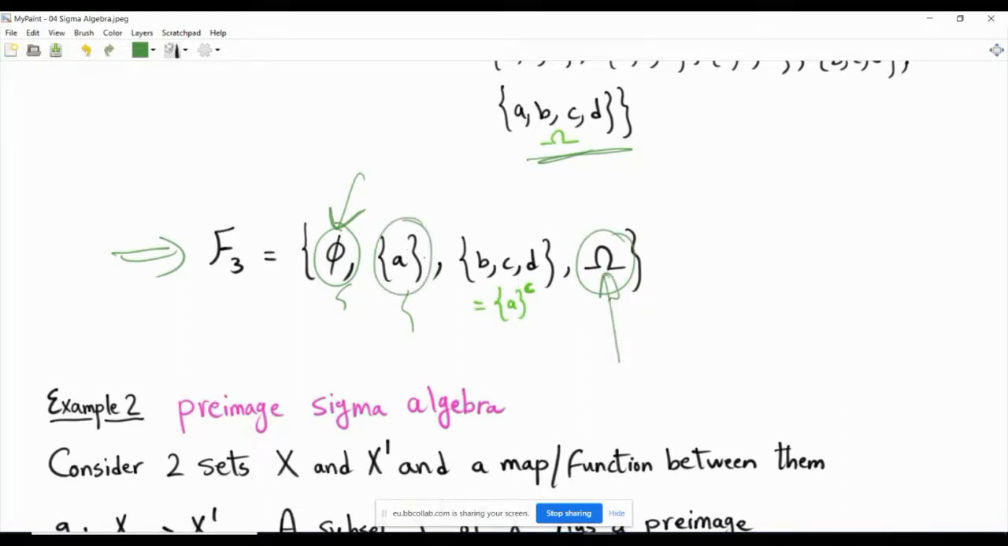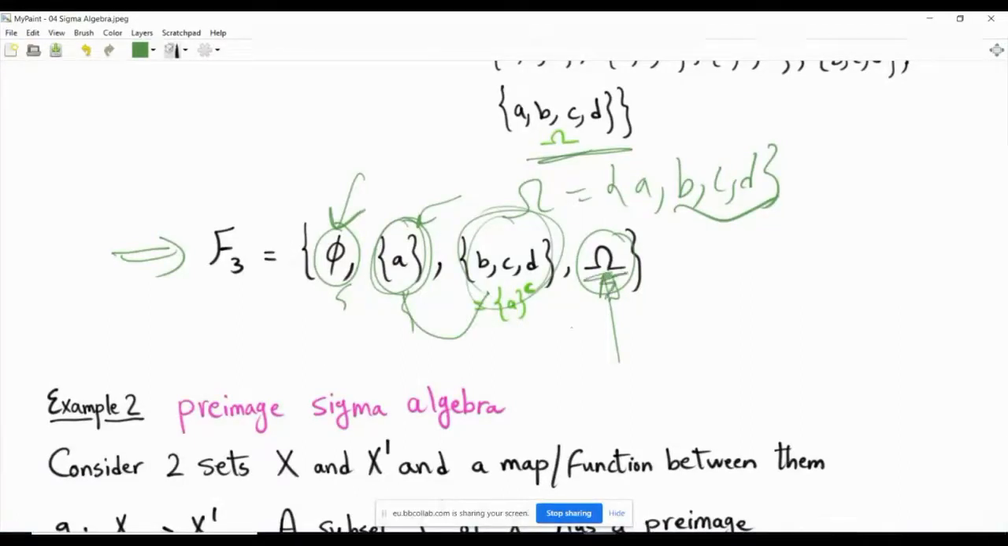If this is here, which is the set with only one element, remember that omega is {a, b, c, d}, so the complement of this subset is the other guys, {b, c, d}. It's there. And the complement of this one is this one. So for every subset here, its complement is indeed there. What else? Unions. If you take the union of these two guys, you get big omega, and it's here. If you take the union of anything with big omega, it is big omega, and it is there.